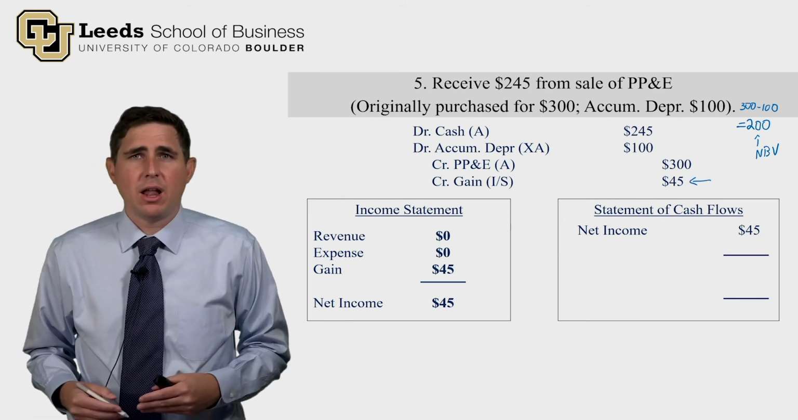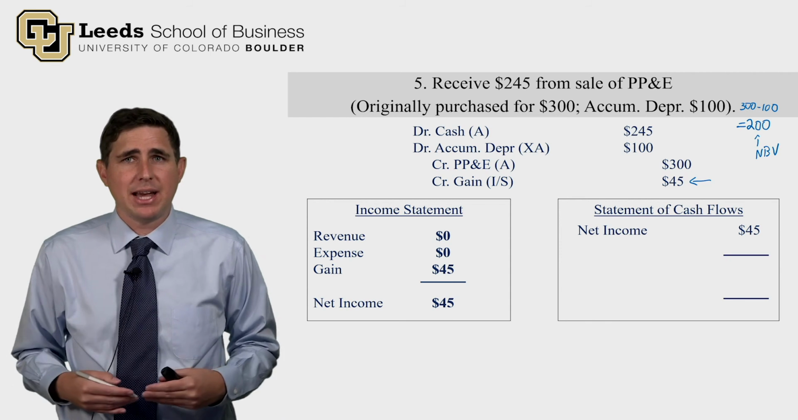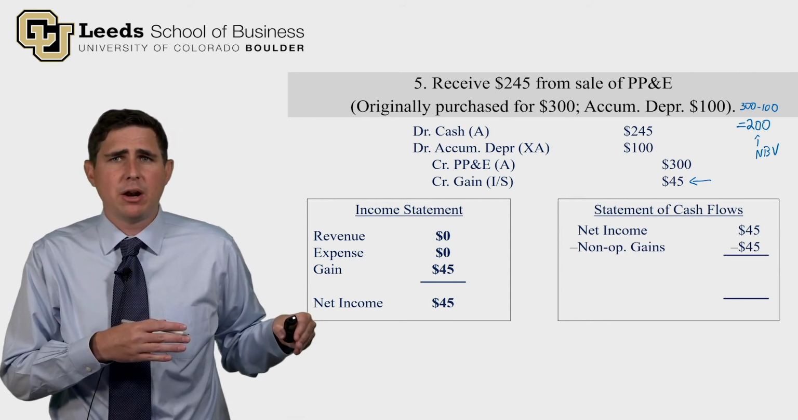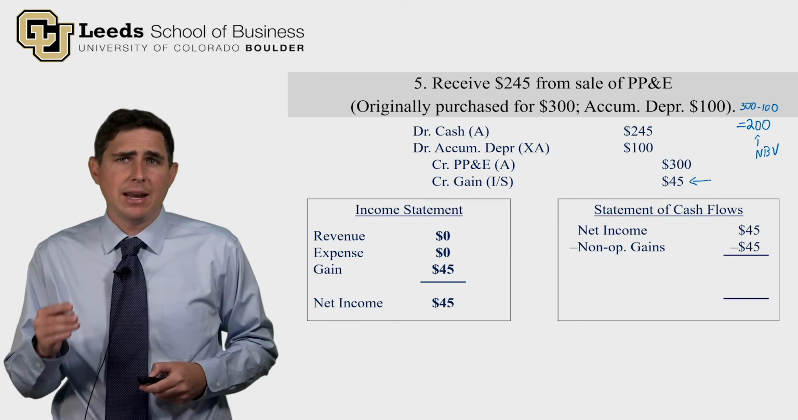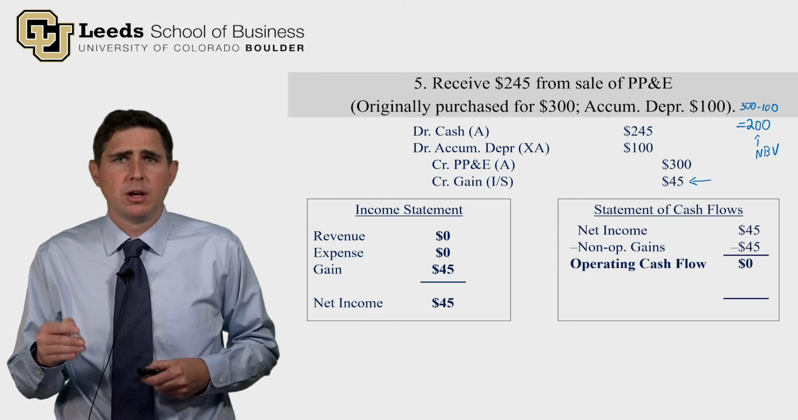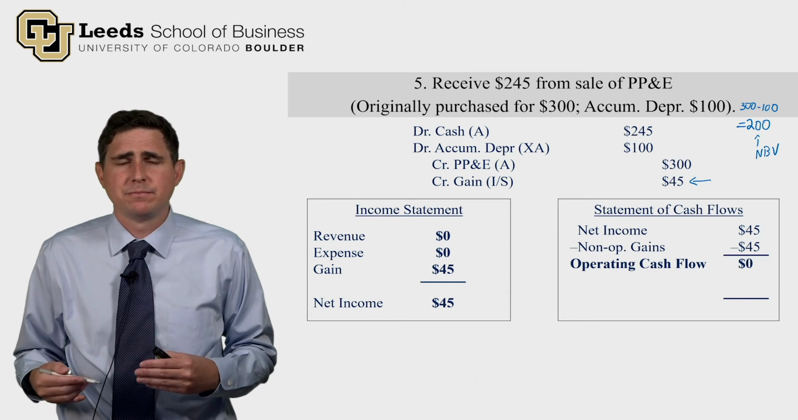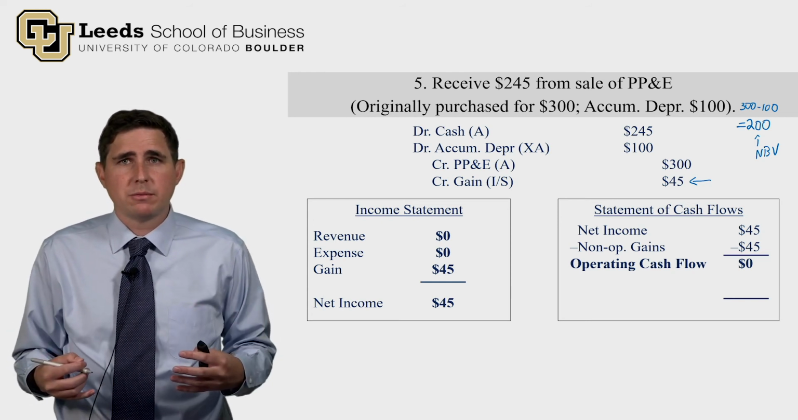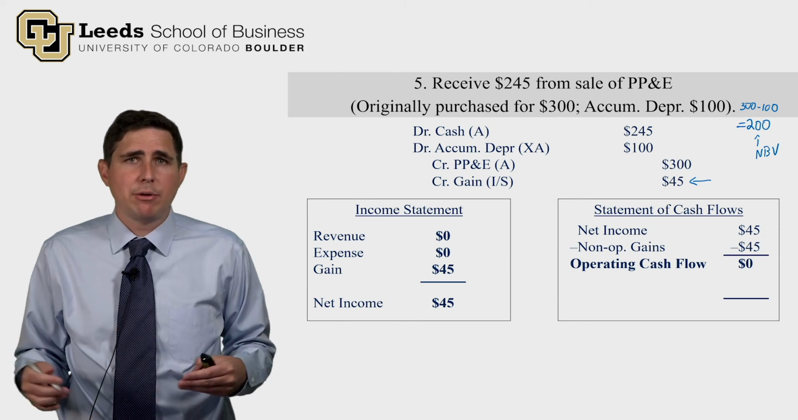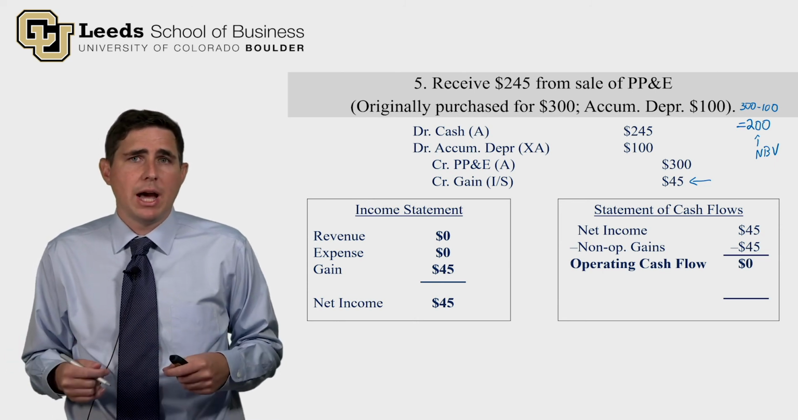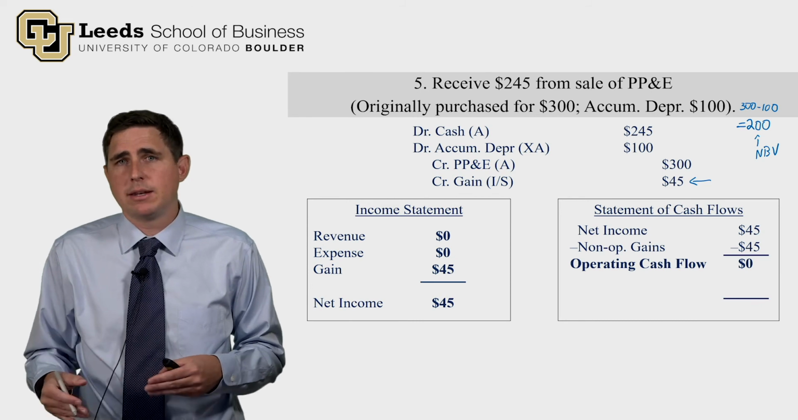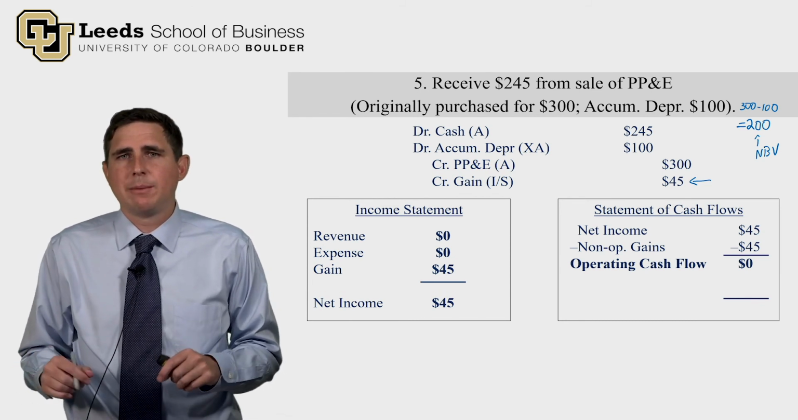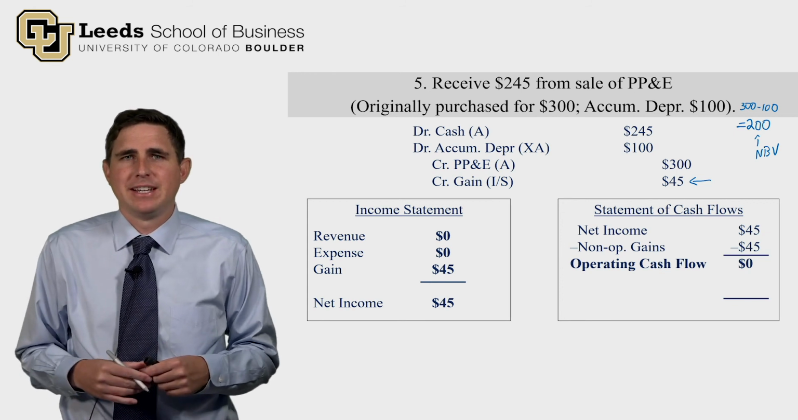This $45 is a non-operating gain. It's not an operating activity. So we need to subtract it out. We need to take it out of net income to convert net income of positive $45 to operating cash flow of 0. This activity, number 5, received $245 from the sale of PP&E. This is not an operating activity, and so it should not have an effect on operating cash flow, and it doesn't. So operating cash flow is 0.